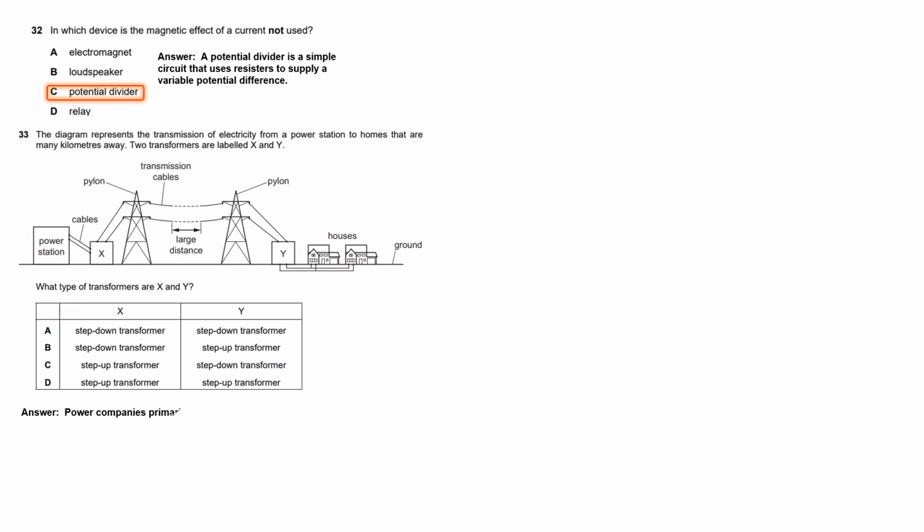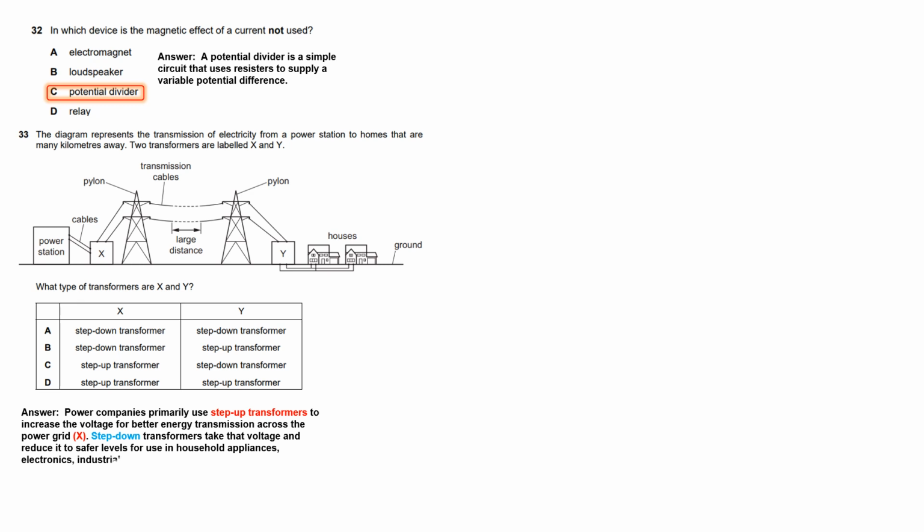Power companies primarily use step-up transformers to increase the voltage for better energy transmission across the power grid. Step-down transformers take that voltage and reduce it to safer levels for use in household appliances, electronics, industrial equipment, and other applications. Why?